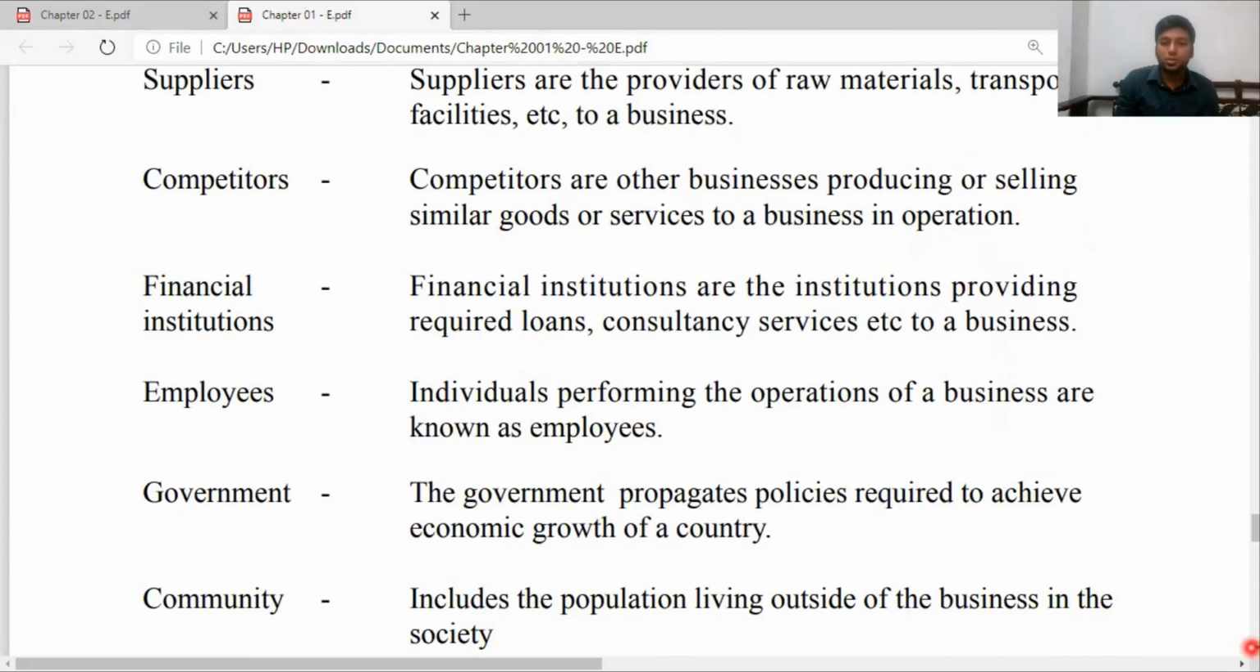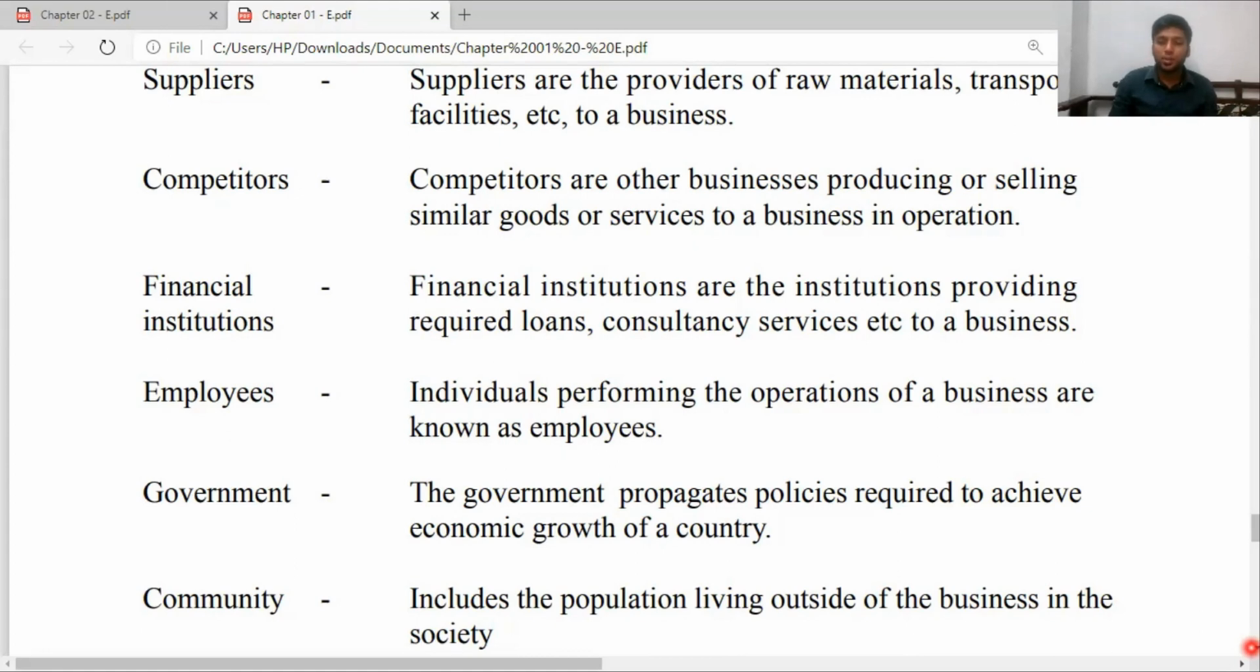Financial institutions are institutions that provide required loans, consultancy services, etc. to a business. So you can take any type of services from this type of business. Like if you are a company who doesn't know much accounting, if a few scientists make a company, the scientists will not know how to do Excel calculation most of the time. So they will hire some companies outside to do the accounts. So even accountancy services come under financial institutions. They might even give bank loans, banking services, consultancy.